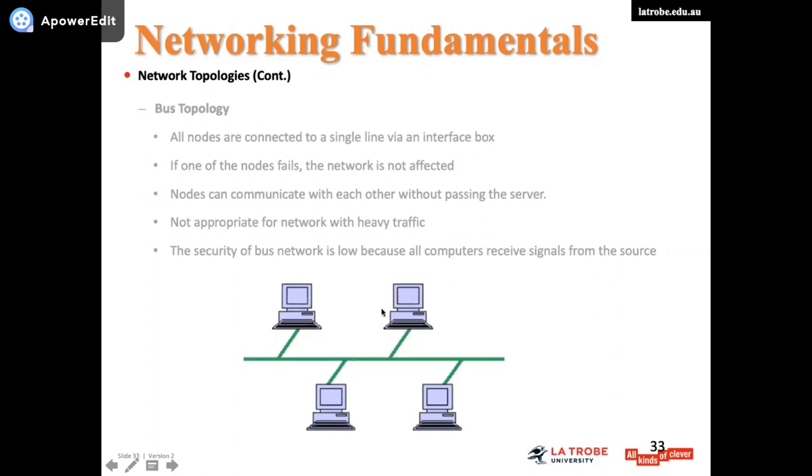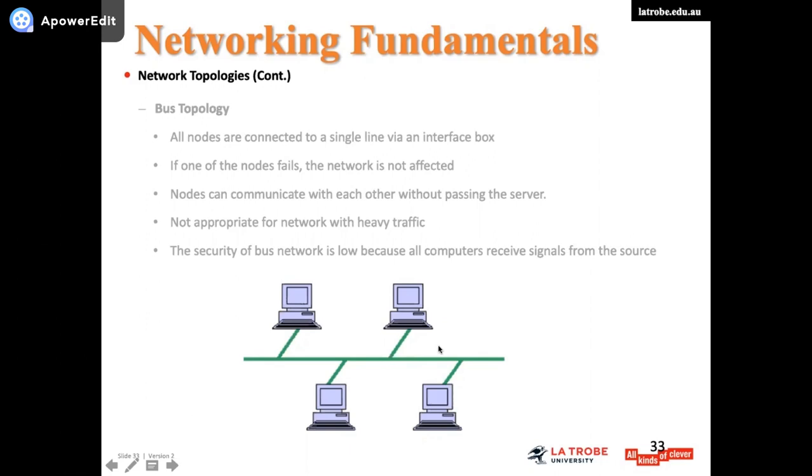But this topology has one big drawback: it's not appropriate for a network with heavy traffic, because all the traffic has to go through this single line, which acts as a main street. If we have too much traffic on this main street, we'll have a traffic jam, which in the network we call network congestion. So in many high-speed networks, bus topology is not appropriate.